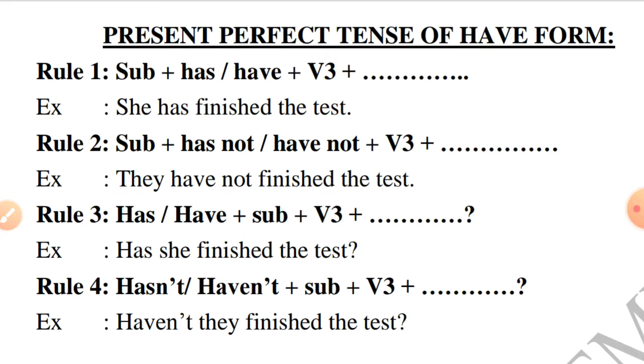So regarding the second rule, they have not finished the test. Why does have not come here? Because the subject there is they, so have not. Has or have plus subject plus V3 plus remaining part of the sentence.